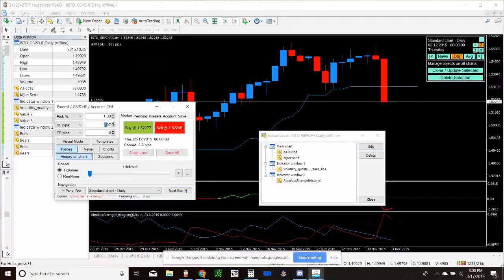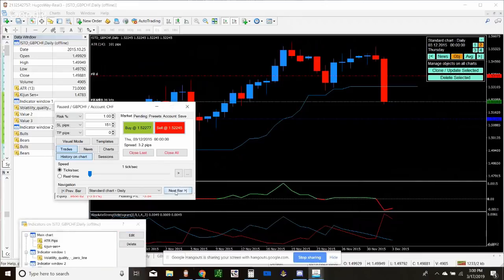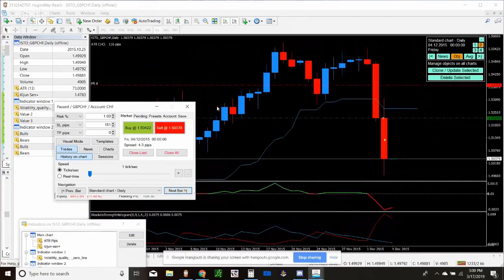Okay, so we've got 151 pips for our stop loss and 100 for our take profit. And we're gonna sell. I really get the feeling this is a bad trade, but we've got signals, so whatever. We're just testing here, so we'll make mistakes, but we'll see what we can do. No, we hit our take profit.